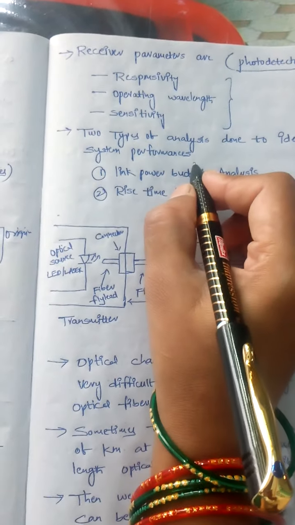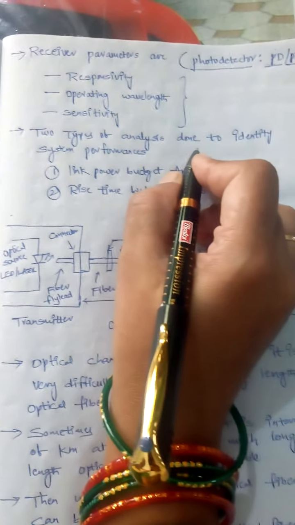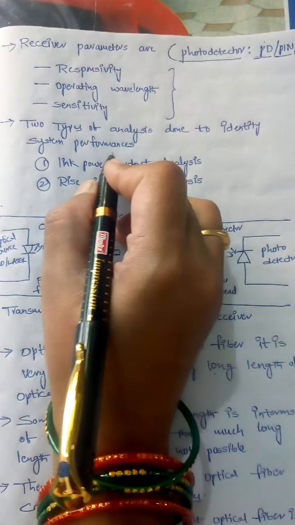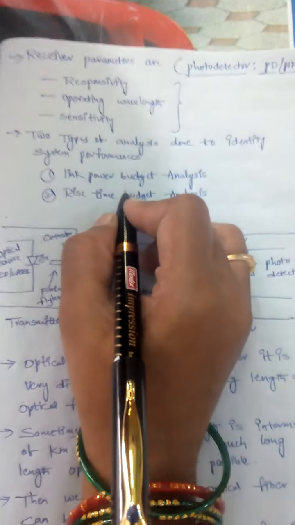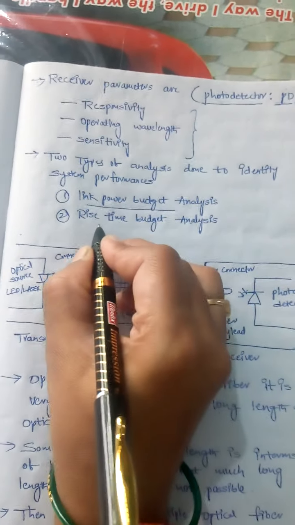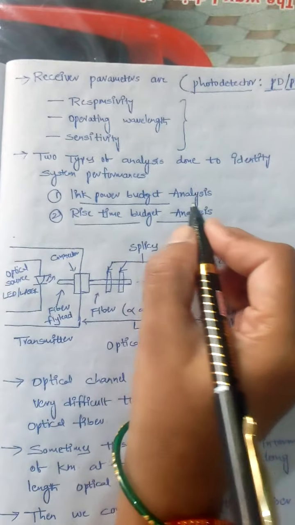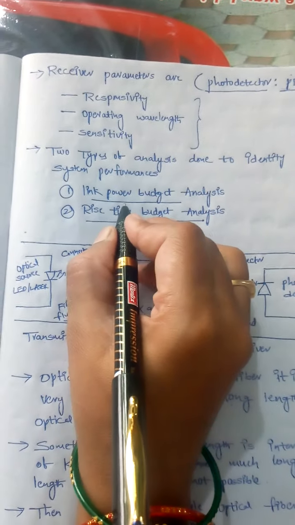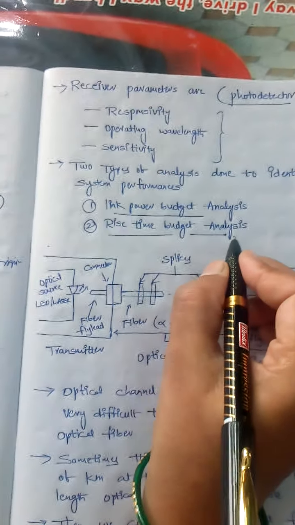Next, two types of analysis are done to identify these system parameters: link power budget analysis and rise time budget analysis. In the next lecture I will discuss the link power budget analysis and rise time budget analysis.